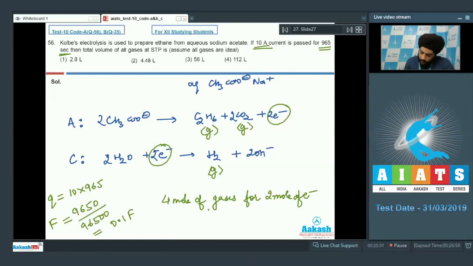If we talk about the total moles of gases produced, we call it Ng. It will be equal to 2 times this number. So we have 0.2 moles. The volume will be 0.2 into 22.4, which is equal to 4.48 liters at STP. So students, for this question, we have to select the correct option as the second option. Let us look at the next question.